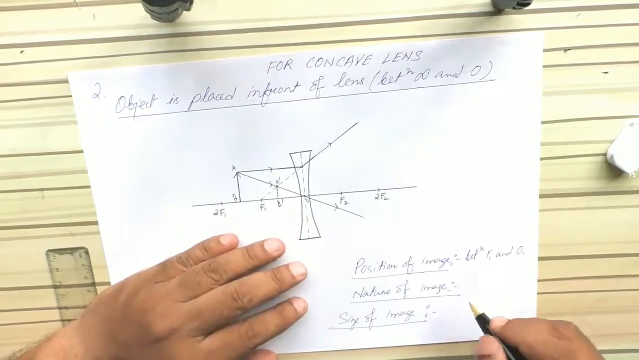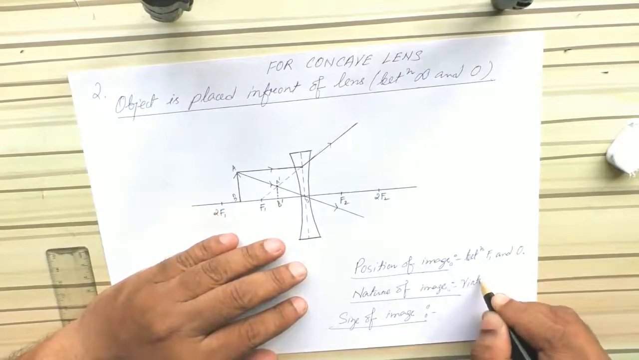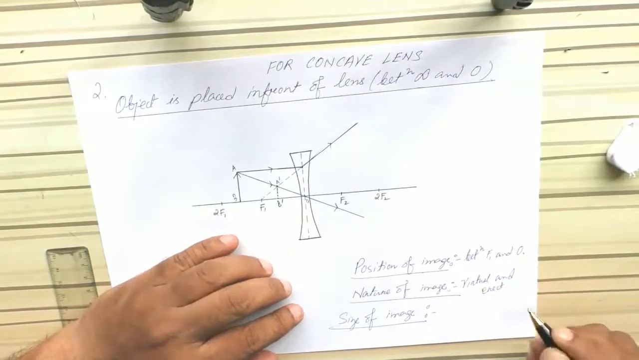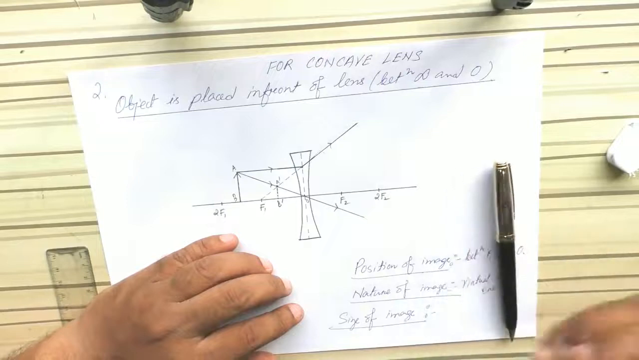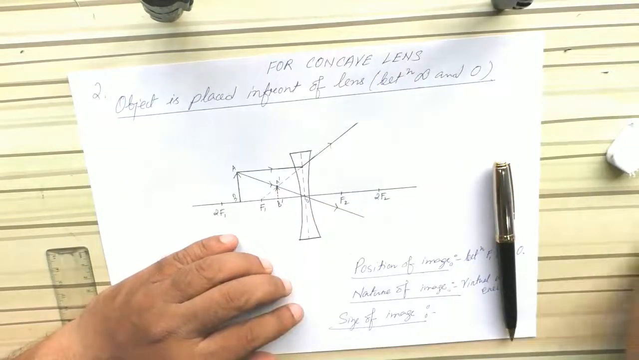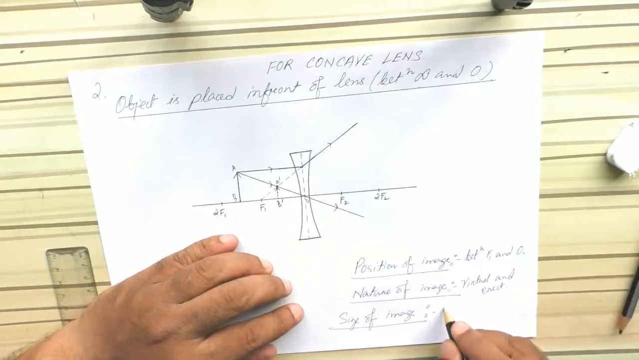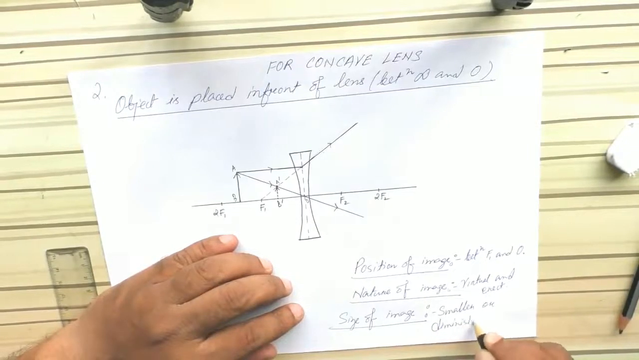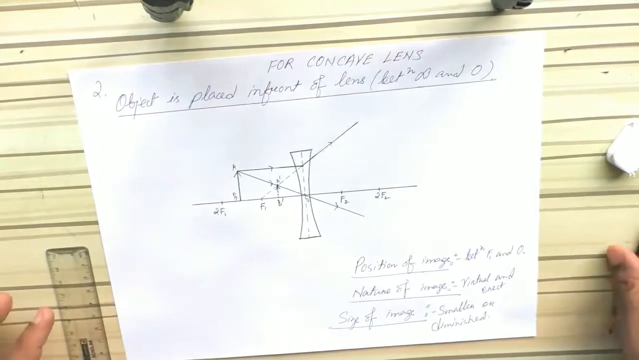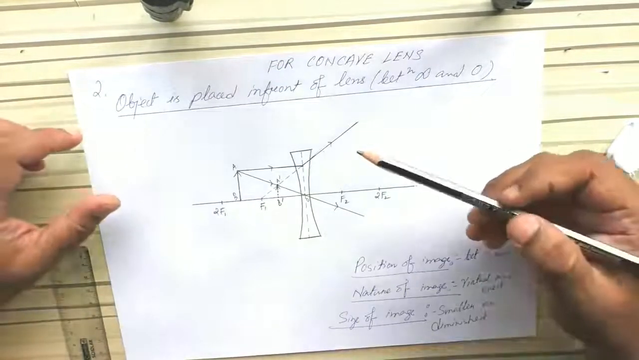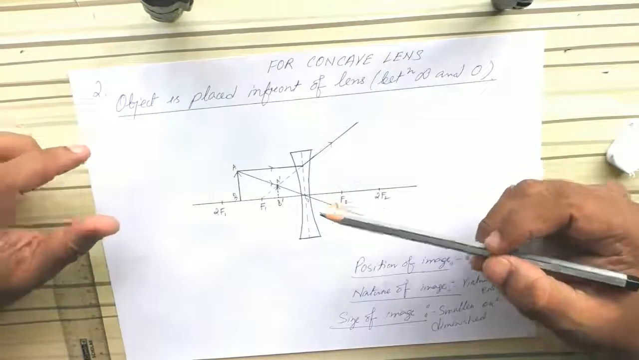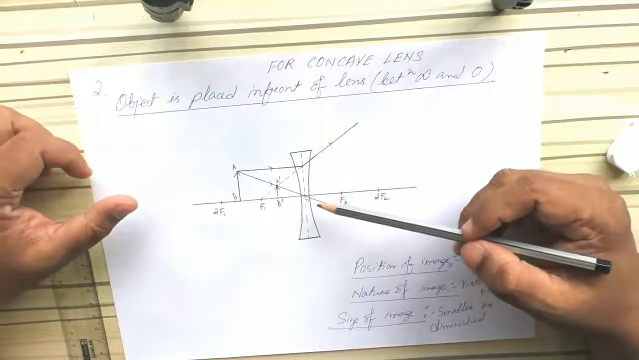If I ask you what is the nature of the image, nature of the image is virtual and erect. What about the size of the image? The size of the image is always smaller or diminished. So in these 2 points, the 2 diagrams for concave lens, we have seen that a concave lens always produces virtual, erect and diminished image of an object placed in front of it.